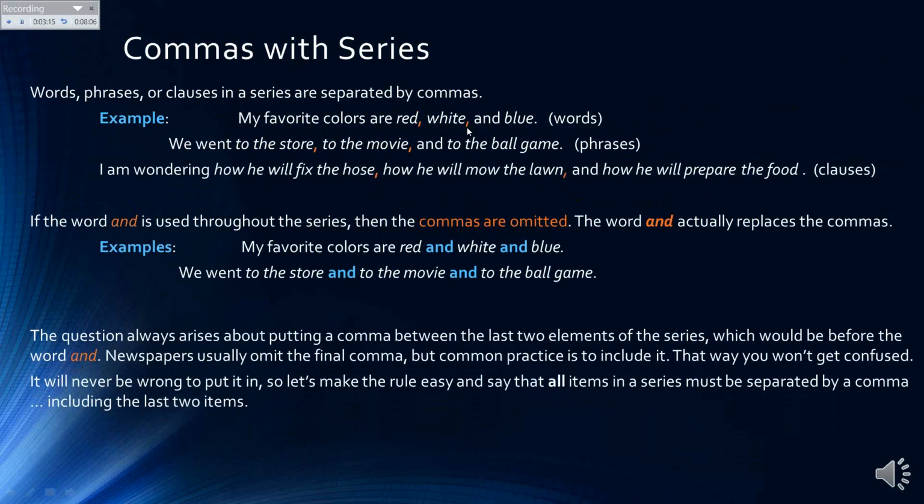It's easier for you to remember that you are separating these items from each other, and therefore you would put a comma between them all. And this is a matter of convention that we put it in before the last one. Just go ahead and put that comma right there in front of that and. You will not be wrong.